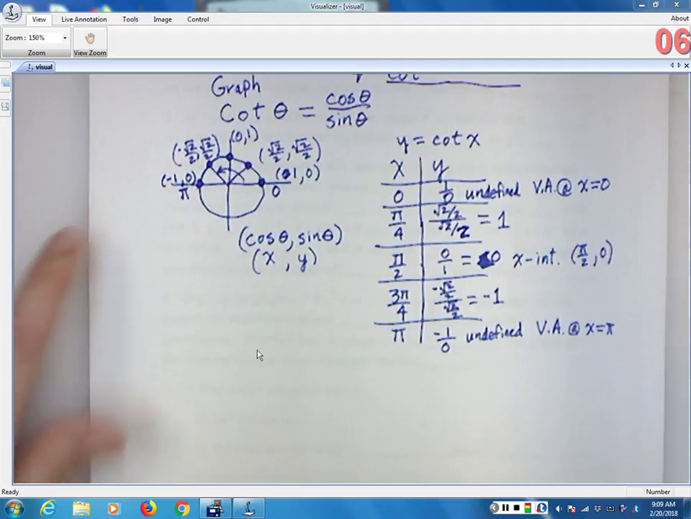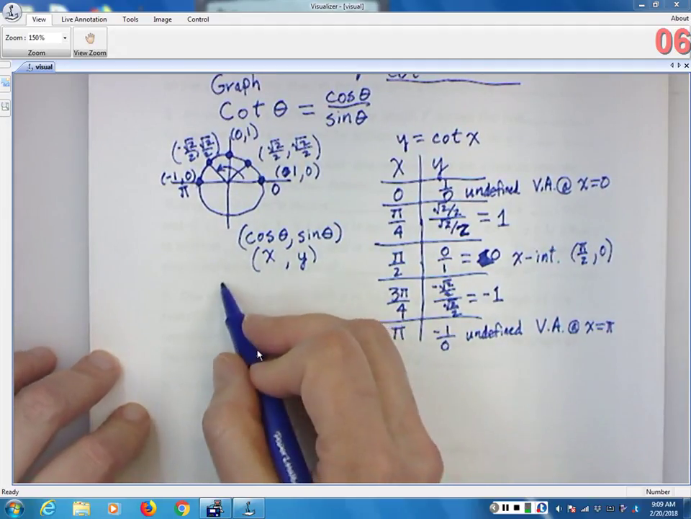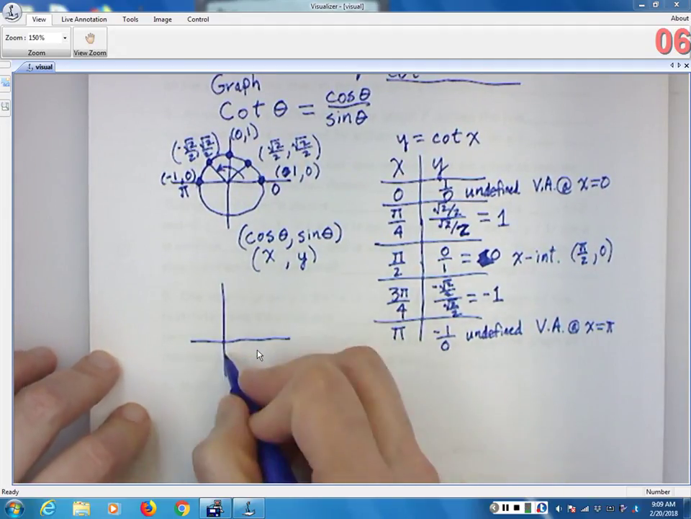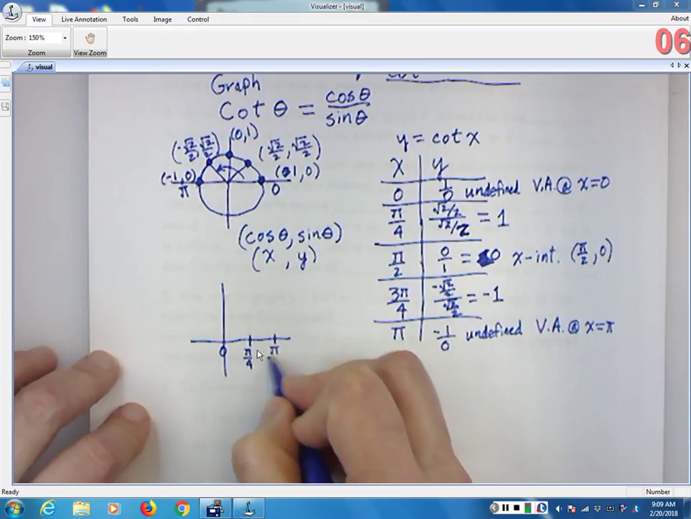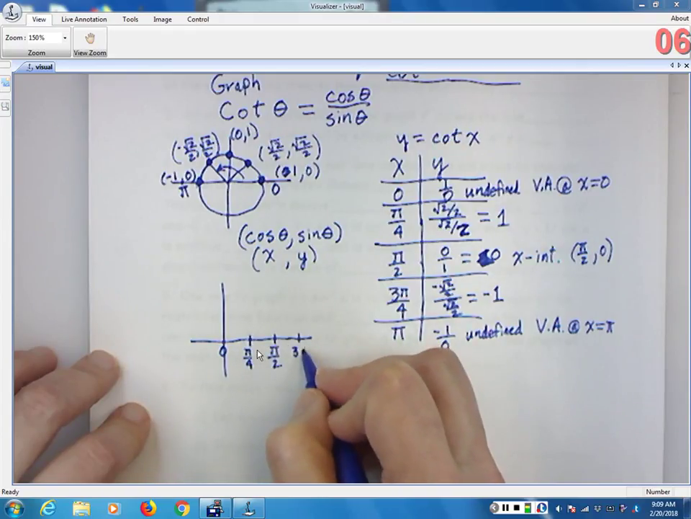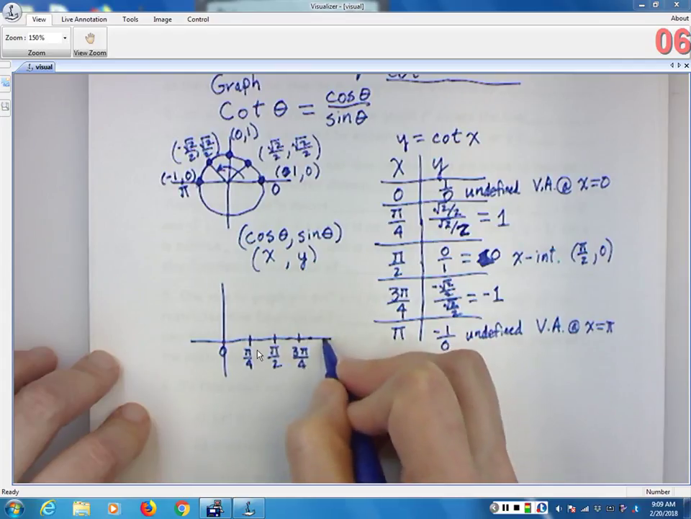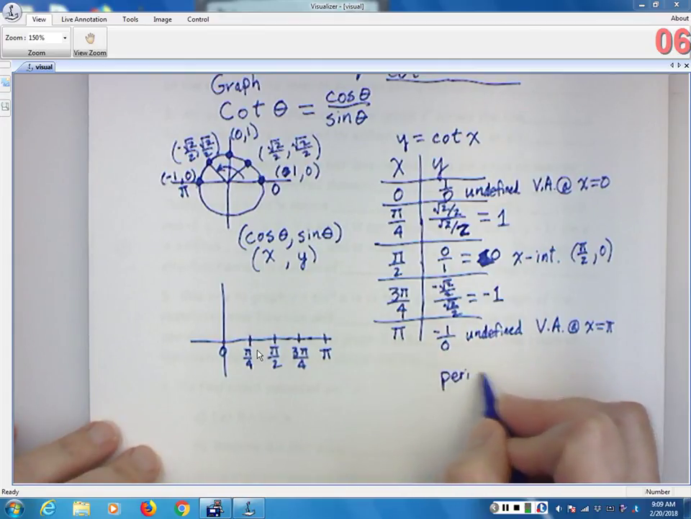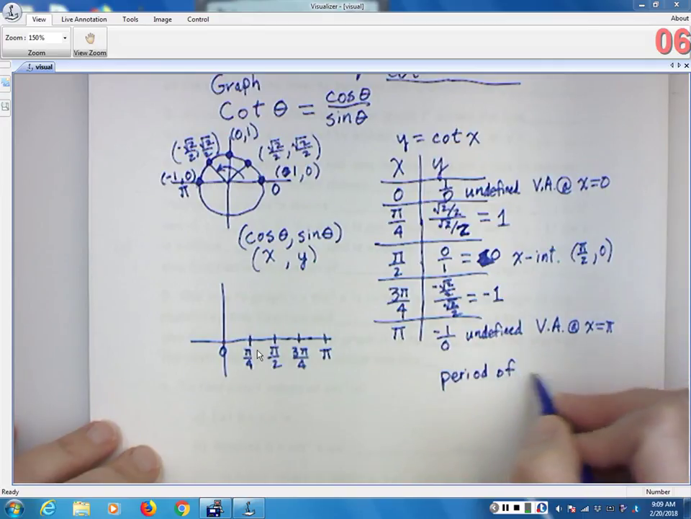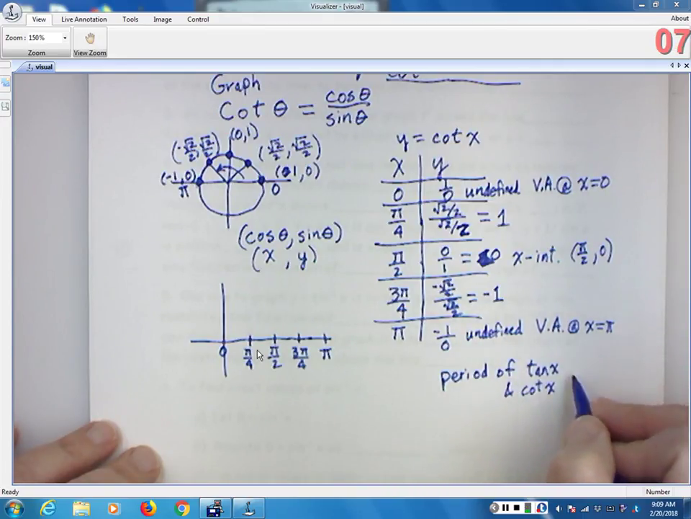So if you're graphing this, at 0, and then we've got pi over 4, pi over 2, 3 pi over 4, and pi. This is one period. The period of tangent x and cotangent x equals pi. Okay?